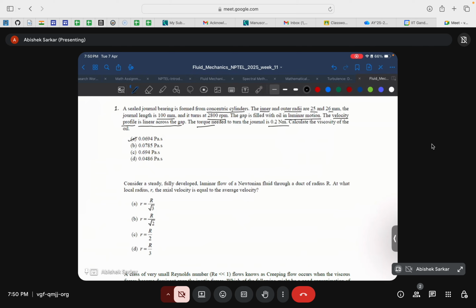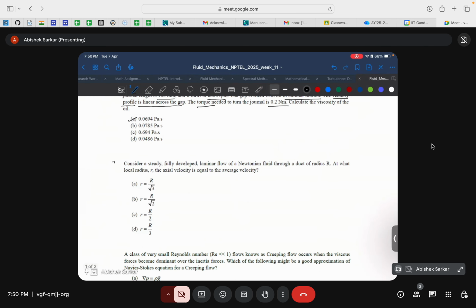So let us look at the next question. Consider a steady, fully developed laminar flow of a Newtonian fluid through a duct of radius R. At what local radius is the axial velocity equal to the average velocity? So at what point is u equal to u average?